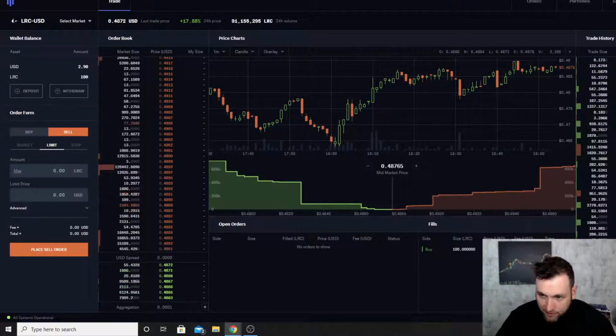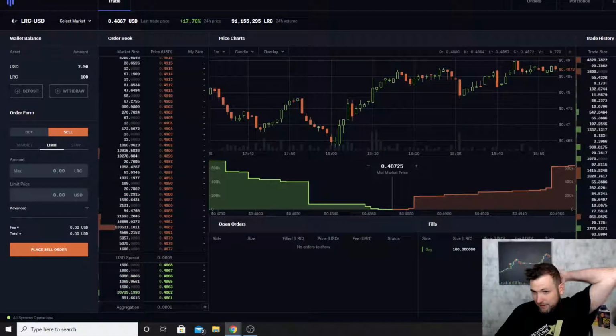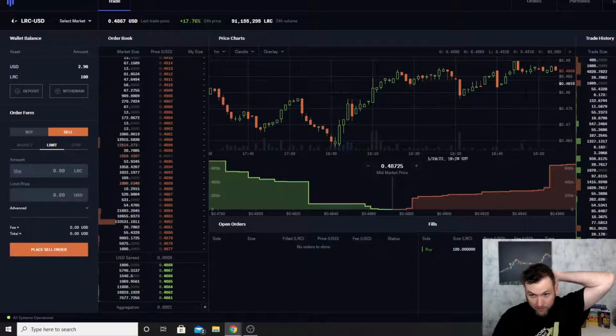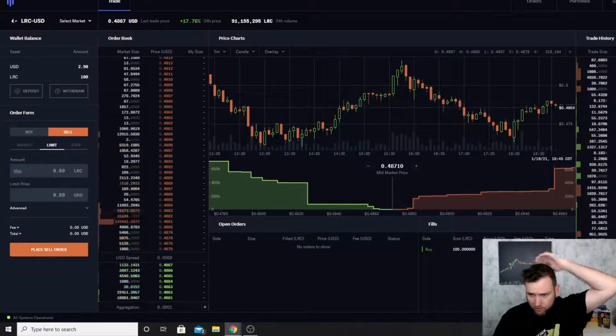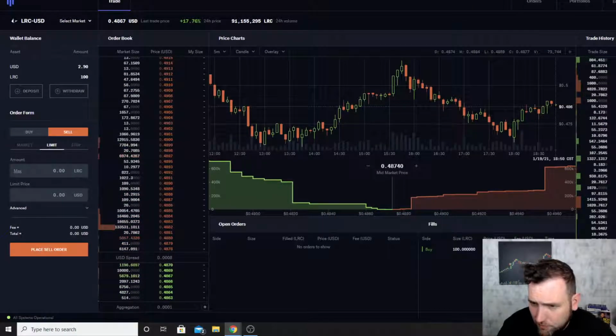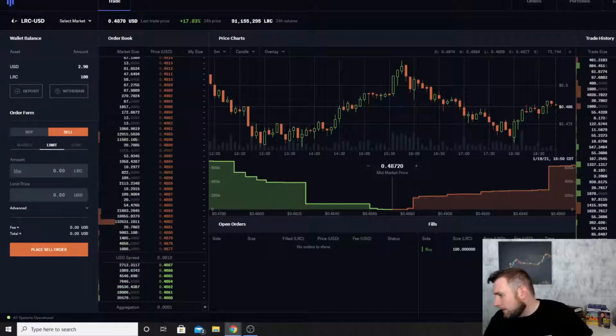All right, so you see we're still consolidating there in this little consolidation range on the 1 minute. Take a look at the 5 minute again. Yeah, just a little pullback there. We don't want it to pull back any lower than that.